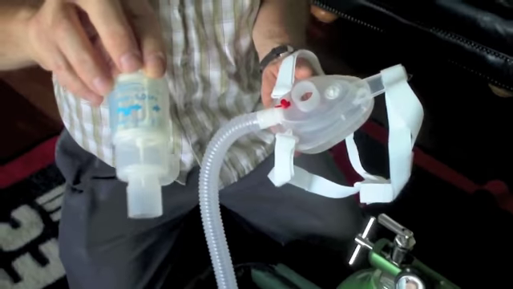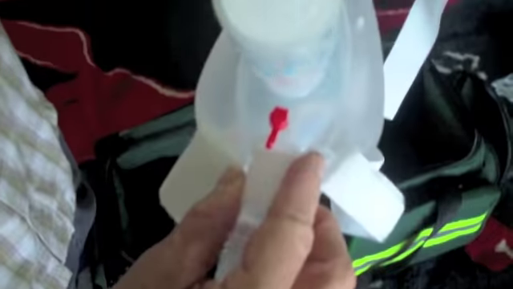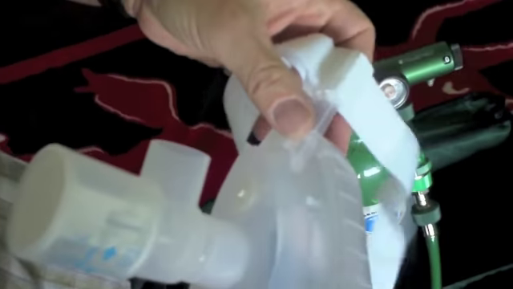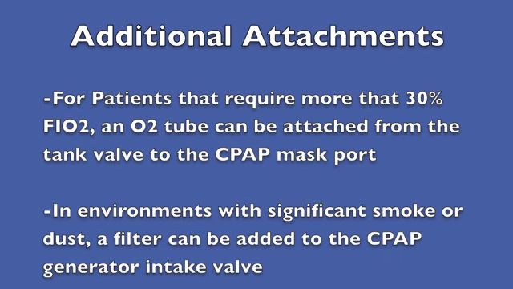We always use the 5 centimeter CPAP valve on the mask. The straps will snap into place on the mask. Additional attachments can be used when needed.